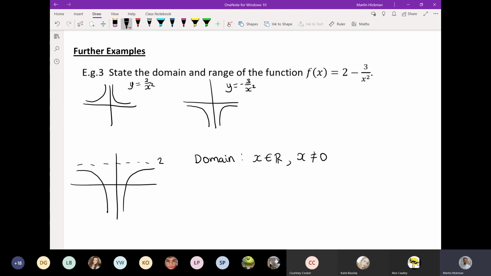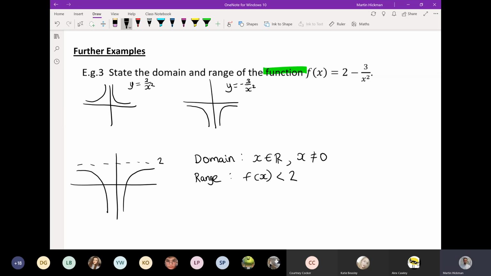Okay, this is many to one, so it's met that criteria, but I have to make sure that I say x cannot be 0, otherwise it won't be defined for all values, and therefore it won't be a function. The range, well, that's just going to be f of x is less than 2.